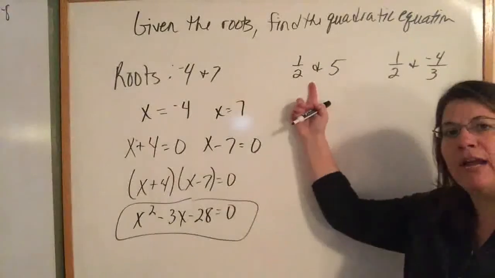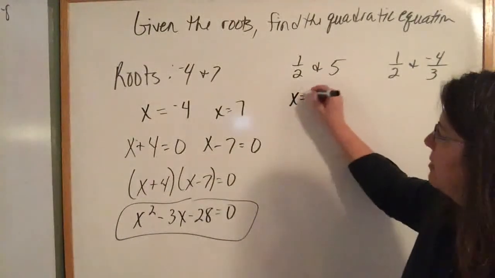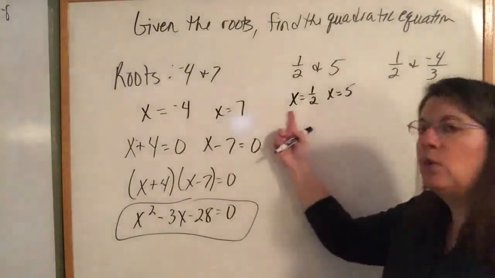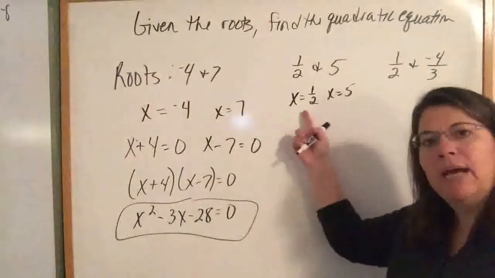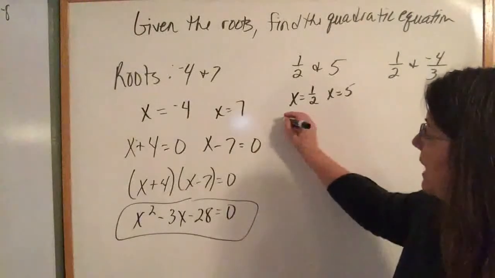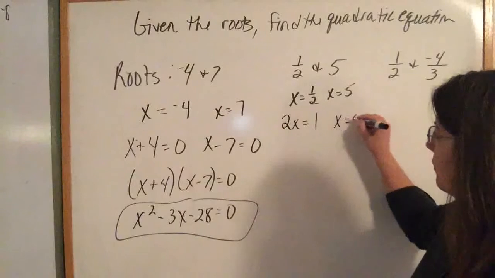What if they have fractions? Well, if they have fractions, the first thing I'm going to do when I set them equal to x is get rid of the fraction right here. So how do I get rid of a fraction? I just multiply by the denominator on both sides. So I'm going to multiply both sides by the 2. 2x equals 1 and x equals 5.